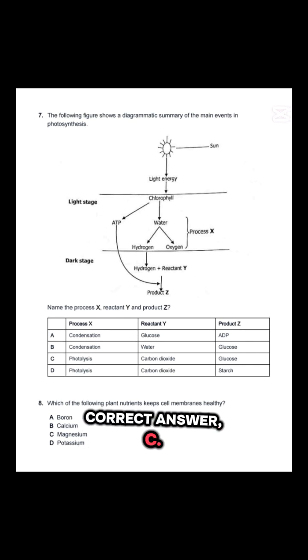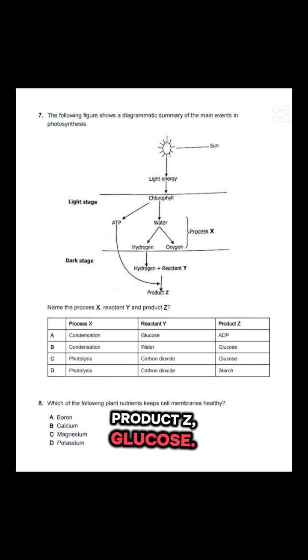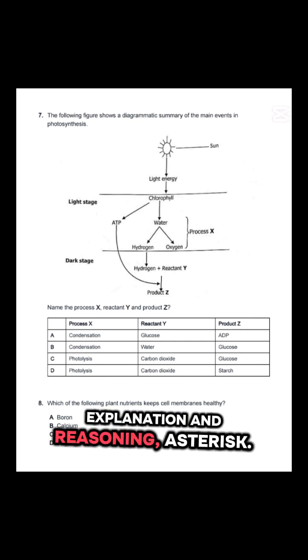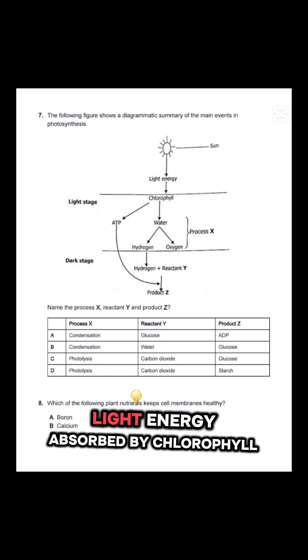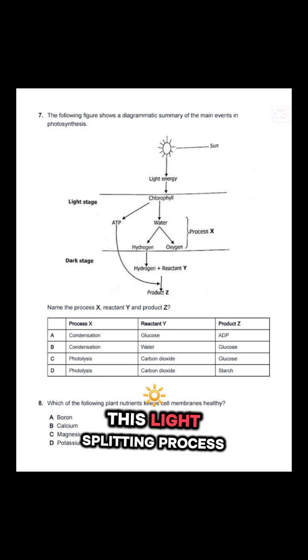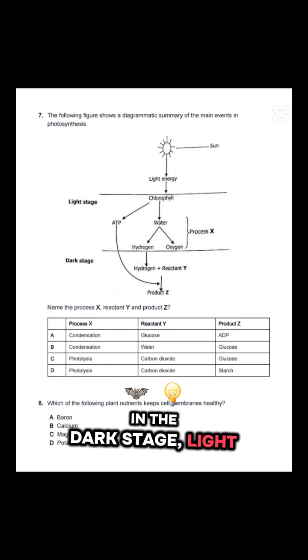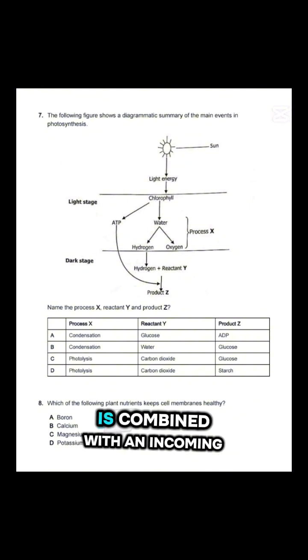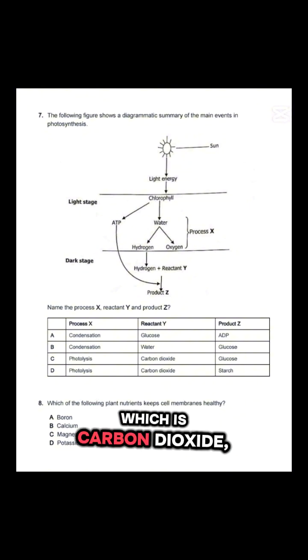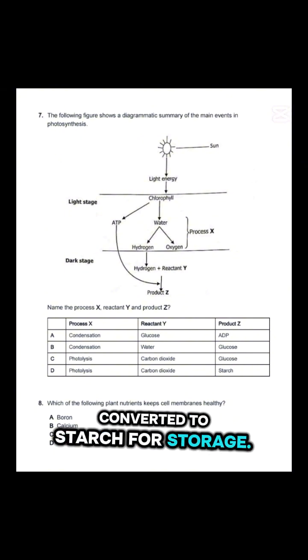7. Name the process X, reactant Y and product Z? Correct answer, C: process X, photolysis; reactant Y, carbon dioxide; product Z, glucose. Explanation and reasoning: process X, in the light stage, light energy absorbed by chlorophyll splits water molecules into hydrogen and oxygen. This light splitting process is called photolysis. Reactant Y, in the dark stage, the light-independent stage, the hydrogen from photolysis is combined with an incoming carbon source, which is carbon dioxide, to fix carbon. Product Z, the primary organic product formed at the end of this fixation pathway, is glucose, which may later be converted to starch for storage.